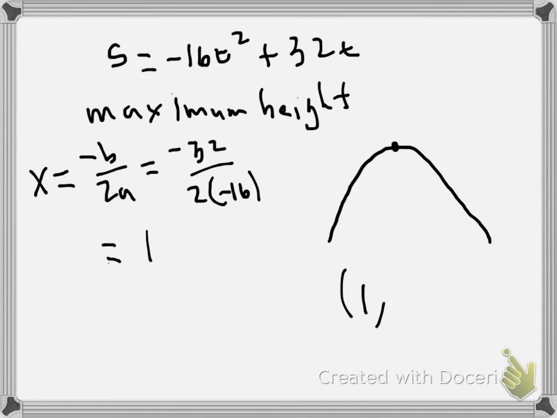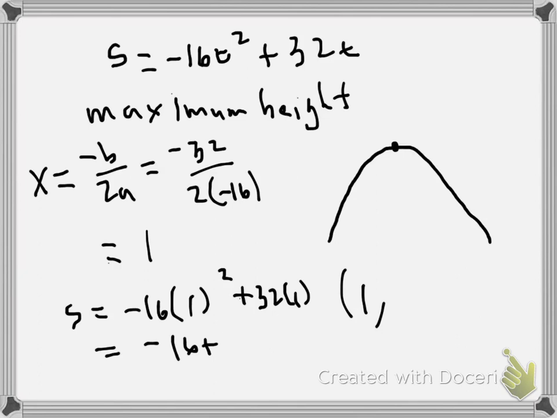We didn't find the maximum height yet, though, right? Remember, the height is our y value. So we want to take this 1, we want to plug it in for t in our equation here. Plug our 1 in for t, work it out. And we've got our y value. And so this is going to be our maximum height. Our maximum height is 16 feet for this particular problem.